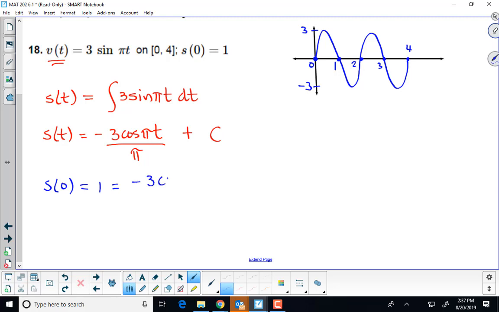So we have 3 cosine of 0. 0 times pi is 0, divided by pi, plus c. This tells us that we have 1 equals, let's see, cosine of 0. Cosine of 0 is 1. So we have minus 3 divided by pi plus c. And then what we would do is solve for c. So c is going to be 1 plus 3 over pi.